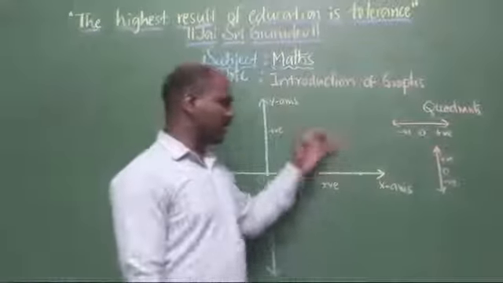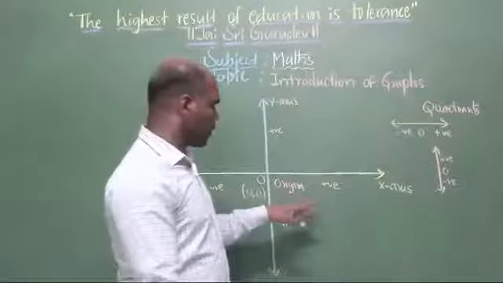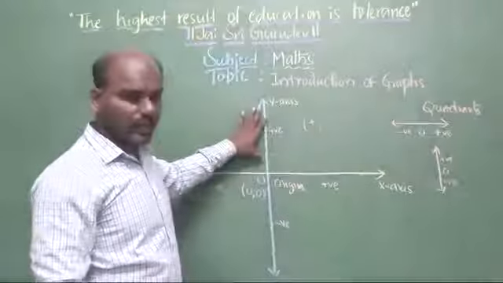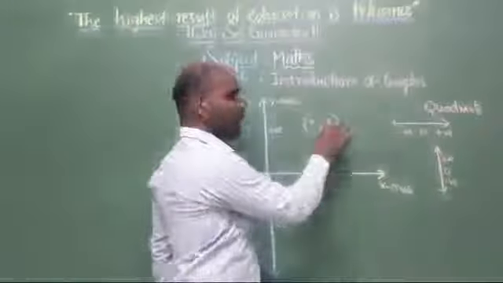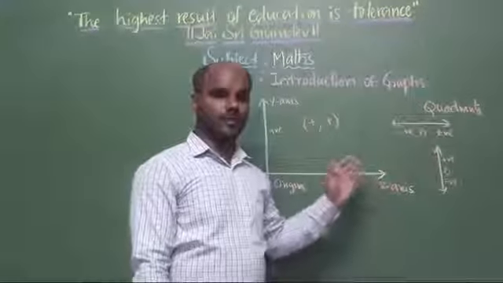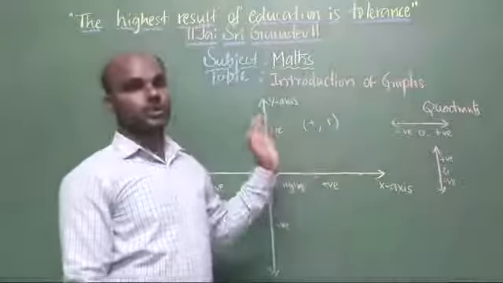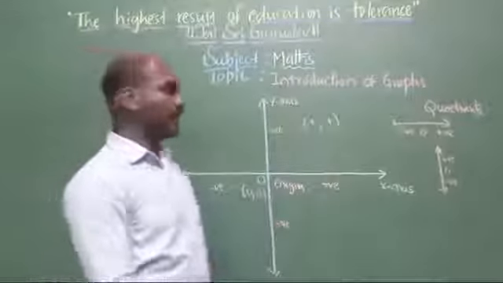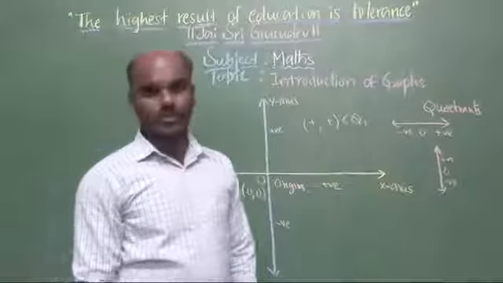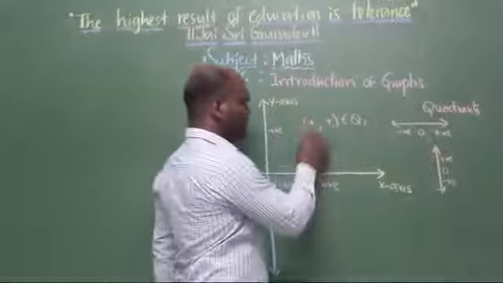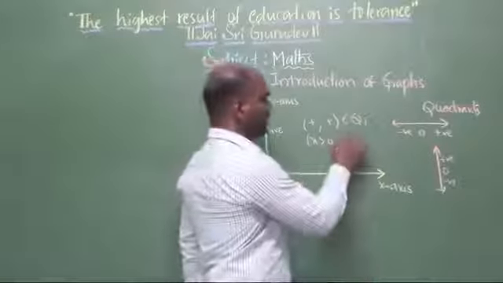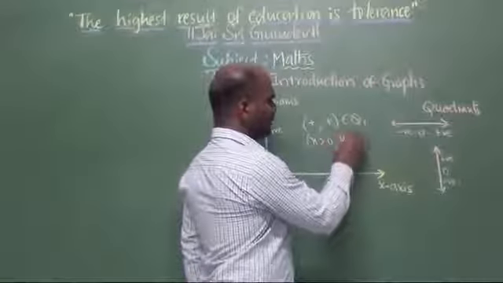Now, taking this quadrant, the x-axis value is positive and the y-axis value is also positive. When both axis values are positive, such a quadrant is called the first quadrant. So that is Q1. So the x-axis value is greater than 0, no, children? As well as y is also greater than 0.